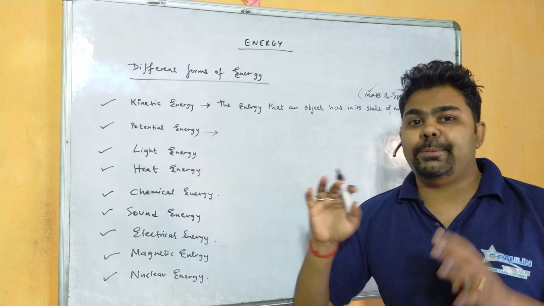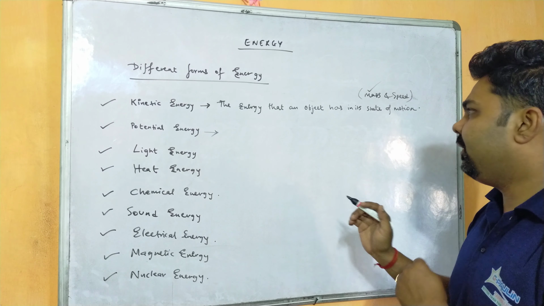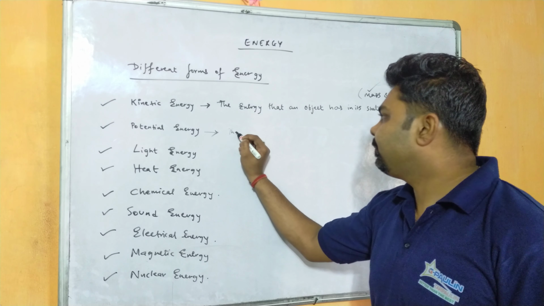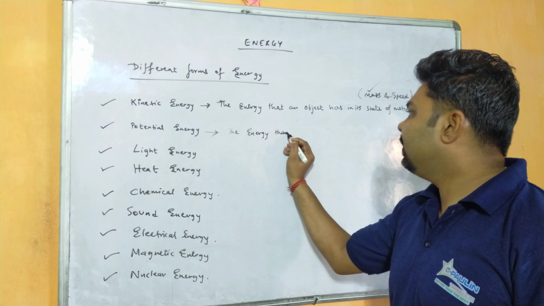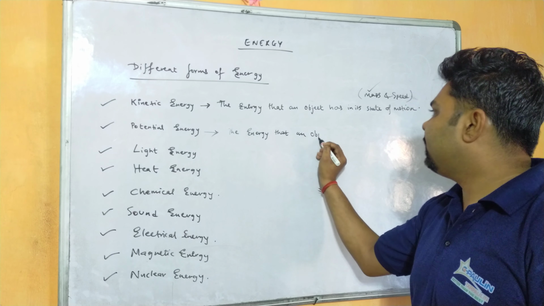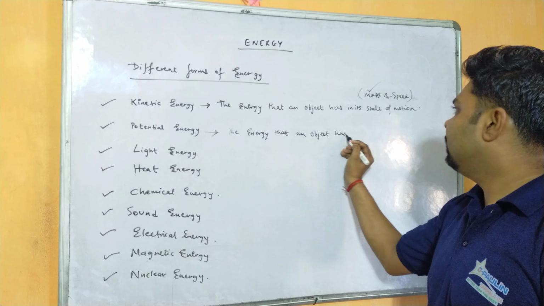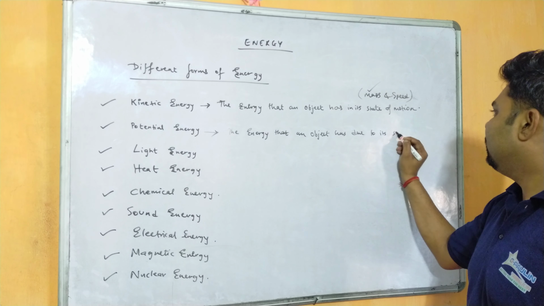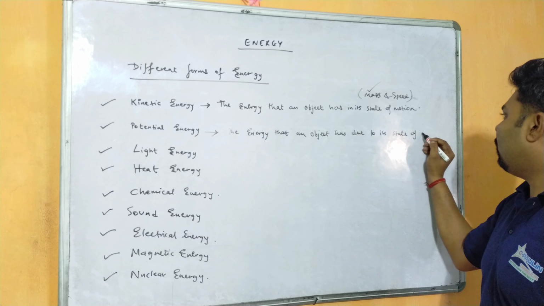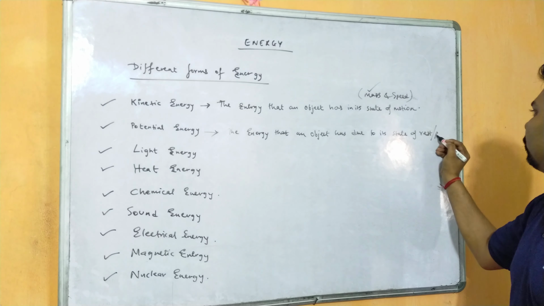Potential energy depends upon position. So how are we going to define it? The energy that an object has due to its state of rest or position.